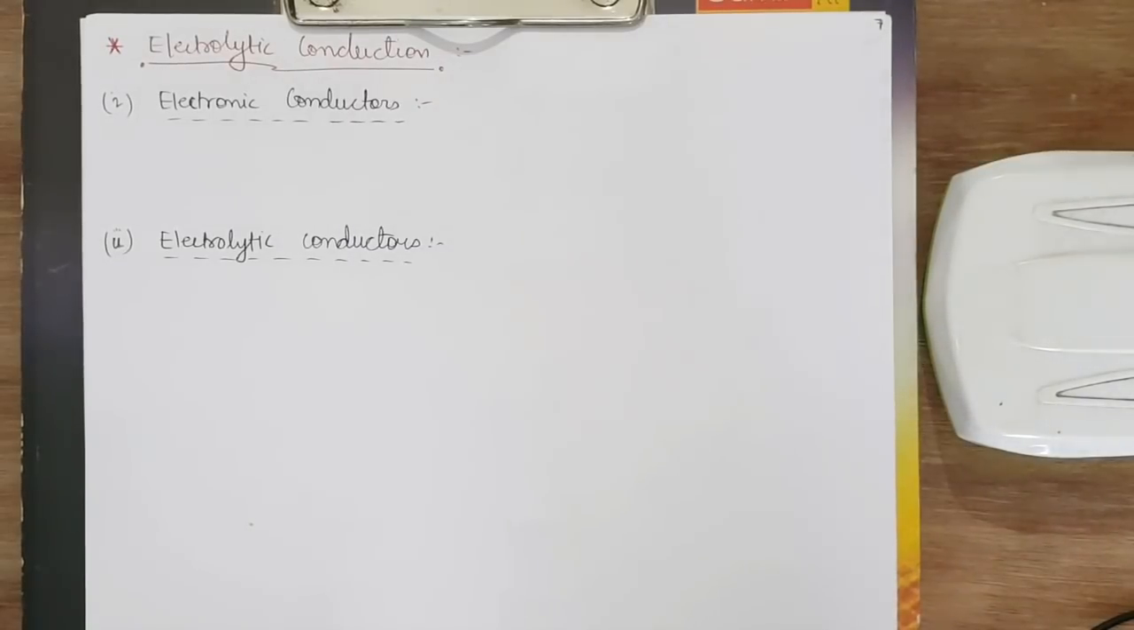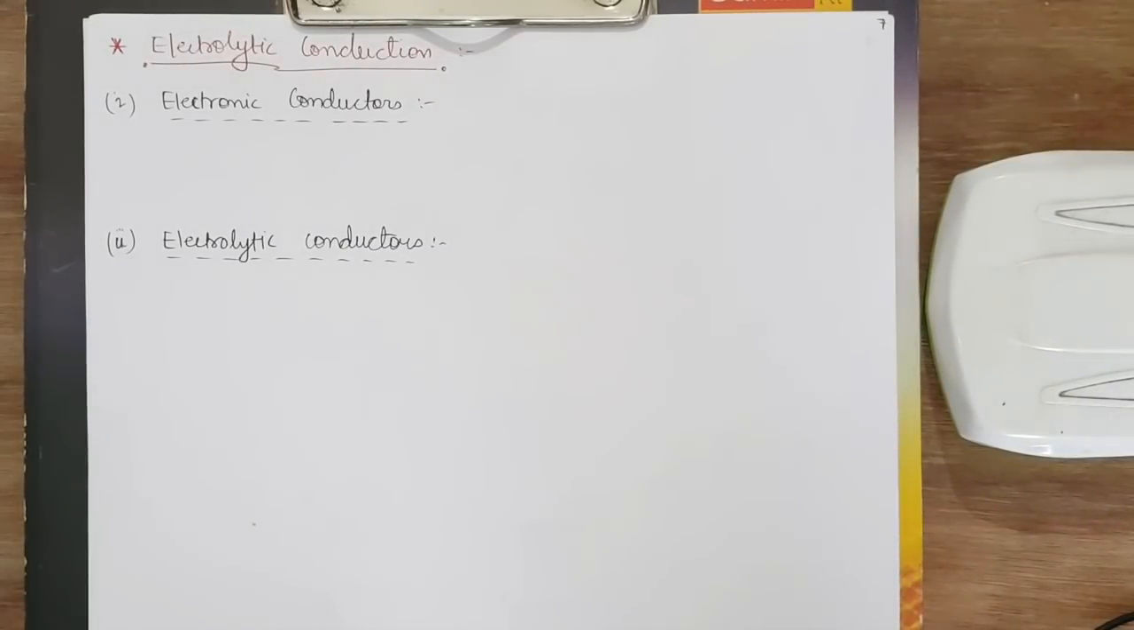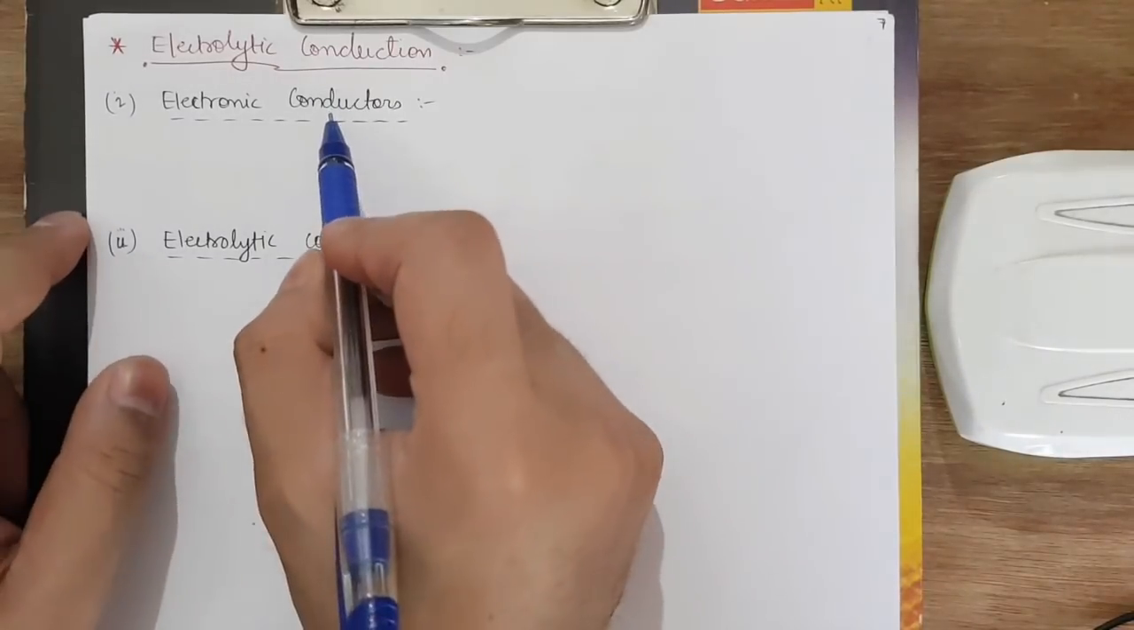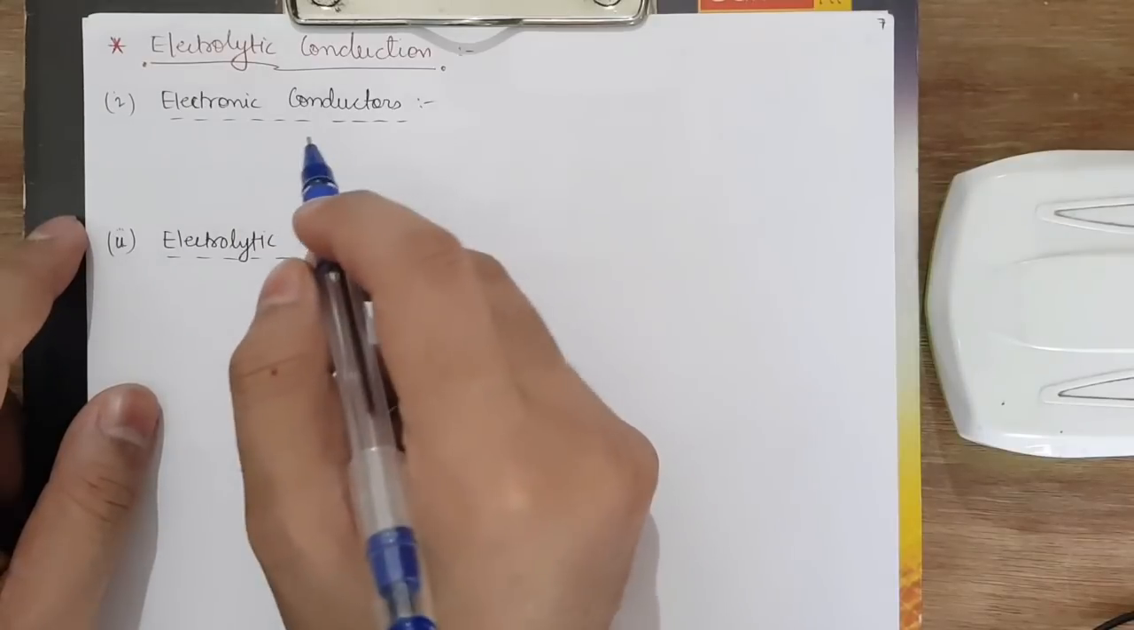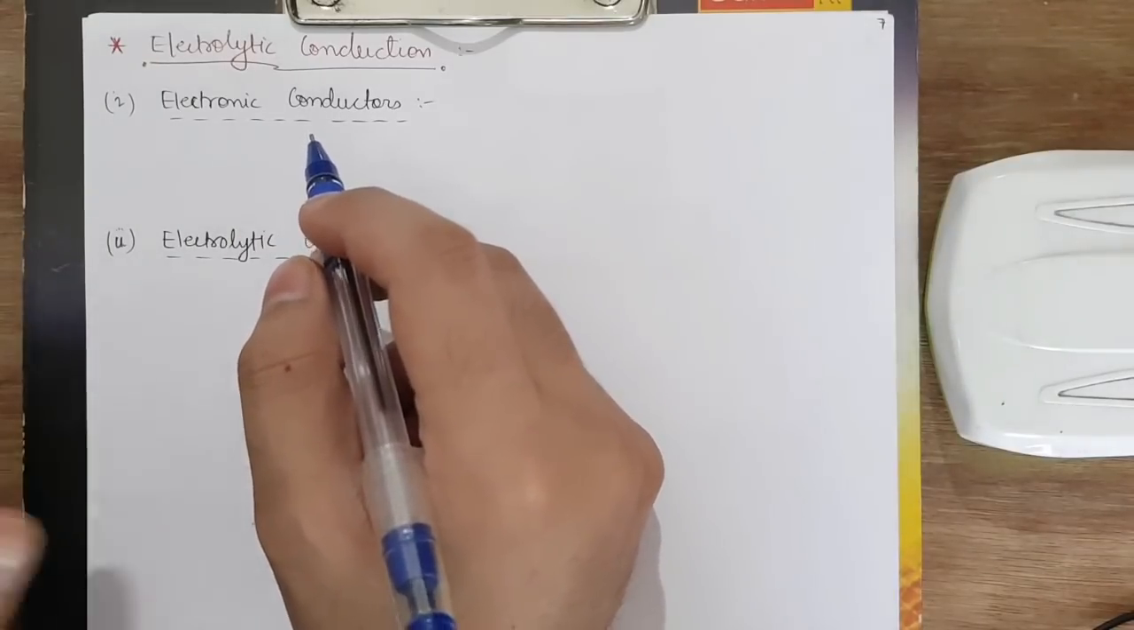Now let us try to understand the electrolytic conductors here, where we shall be dealing with the very important lambda m and lambda e. Before moving on to that, you should understand the difference between electronic conductors and electrolytic conductors, so that it is quite clear for the physics chapters also.